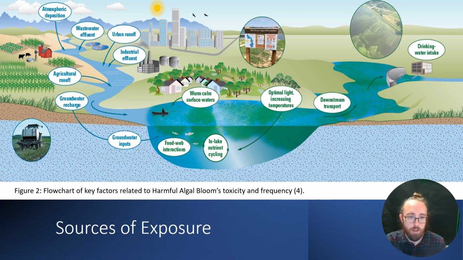Next is a picture from the EPA's website, and its key factors related to the proliferation of harmful algal blooms, frequency, and toxicity. So, urban and agricultural runoff can be significant sources of nutrient inputs. Warm surface water and optimal light can increase blooms as well.